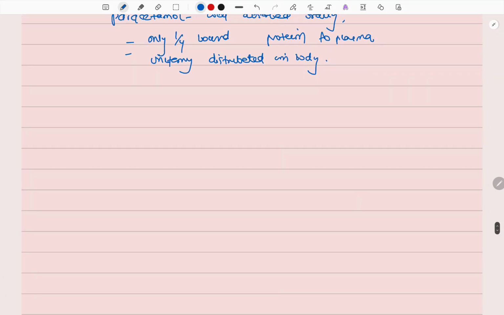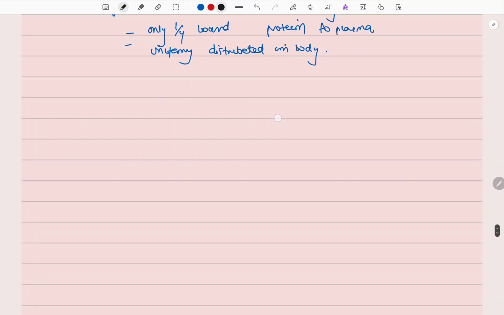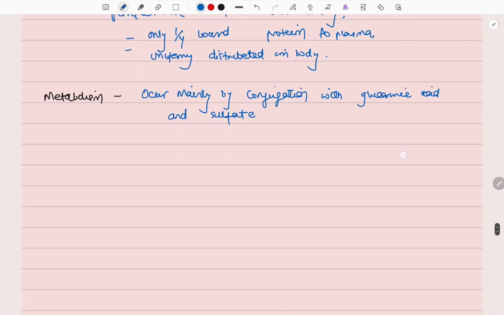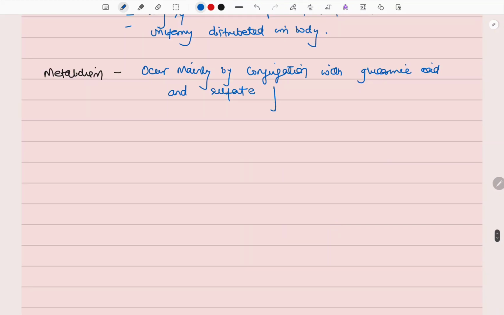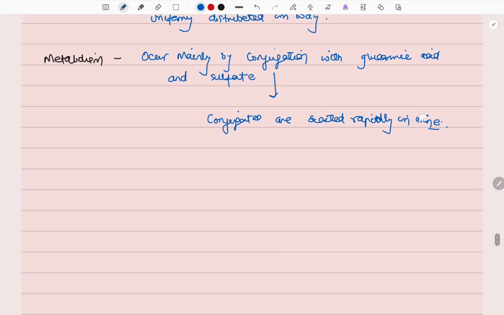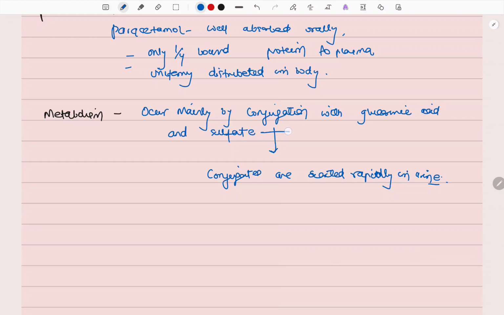Then how does the metabolism of paracetamol occur? Metabolism occurs mainly by conjugation with glucuronic acid and sulfate, and when it is conjugated with glucuronic acid and sulfate, the conjugates are excreted rapidly in the urine. And this conjugation with glucuronic acid and sulfate occurs in the liver.